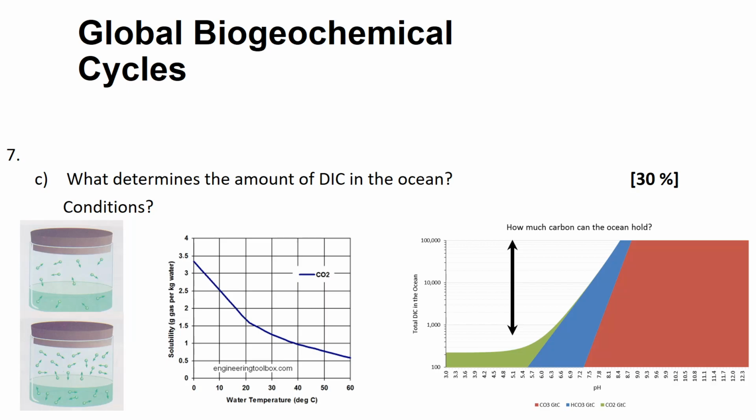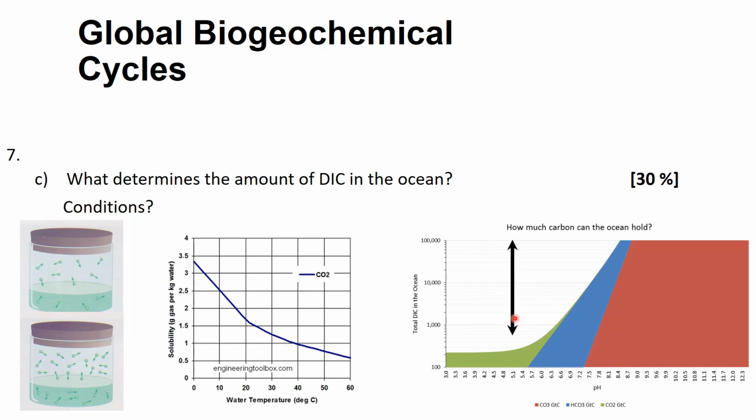Okay, so that determines how much CO2 can go into the ocean, but we also need to consider how much of that CO2 actually gets converted into the other forms of carbon, because the bicarbonate and the carbonate ions are really important for how much carbon we can store in the ocean, because those are chemical species which don't interact with the atmosphere. They have no gaseous form.